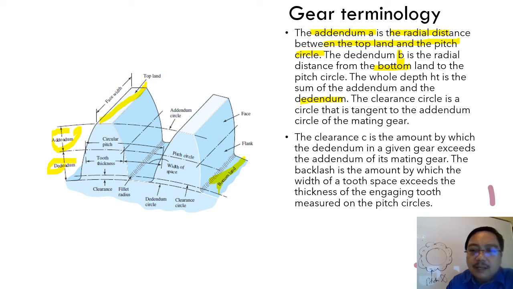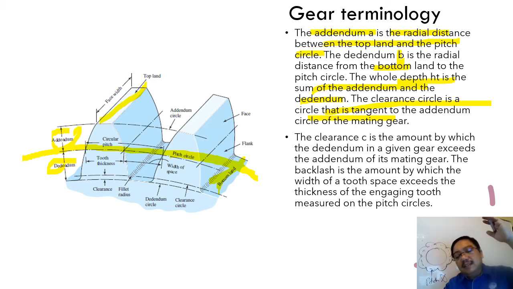Okay, the whole depth h t is the sum of addendum and dedendum. The clearance circle is the circle that is tangent to the dedendum circle of the mating gear. So you can see here, if you divide the page into two, pitch circle and pitch circle, the upper one is addendum, the bottom one is dedendum.